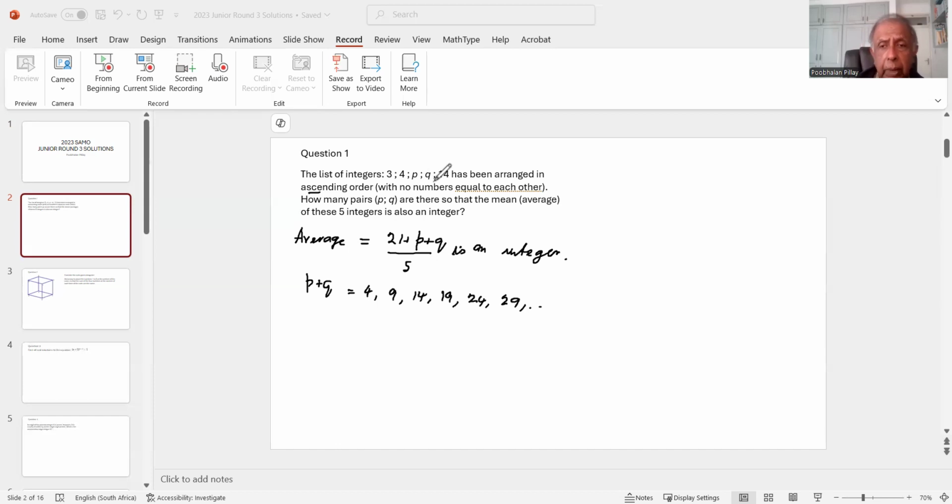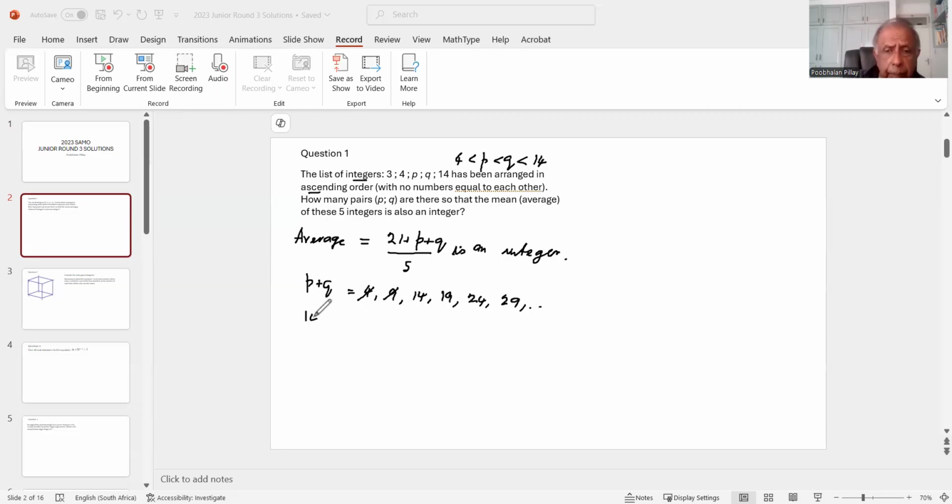But remember, P and Q are integers, whole numbers, and they are between 4 and 14. They're all strictly between, because they said that no two numbers of these are equal. So you're looking for 2 numbers between 4 and 14 which will add up to this. Obviously, no 2 numbers between 4 and 14 will add up to that. But for 9, the closest you can get is 4 plus 5, but you're not allowed to put 4. So that is also out.